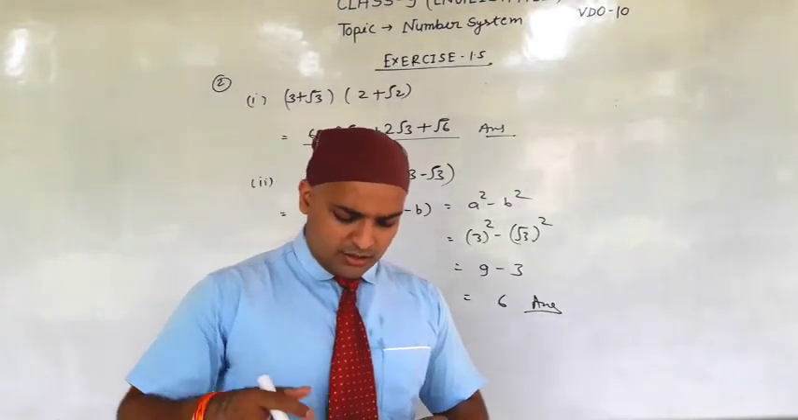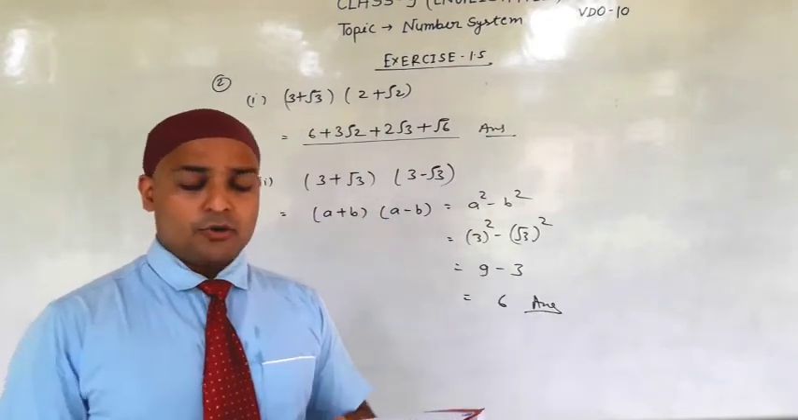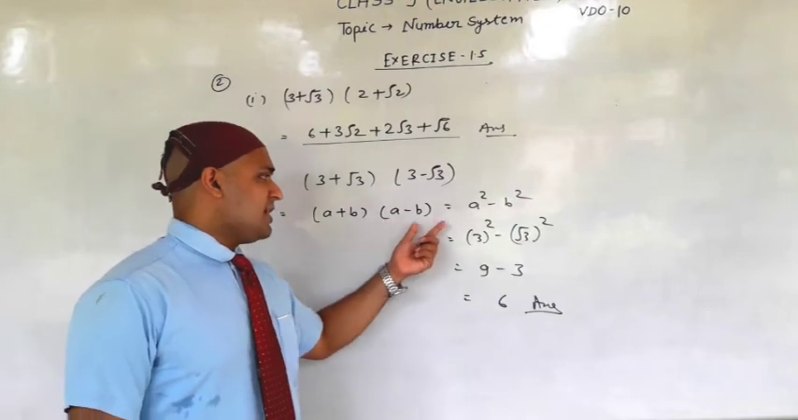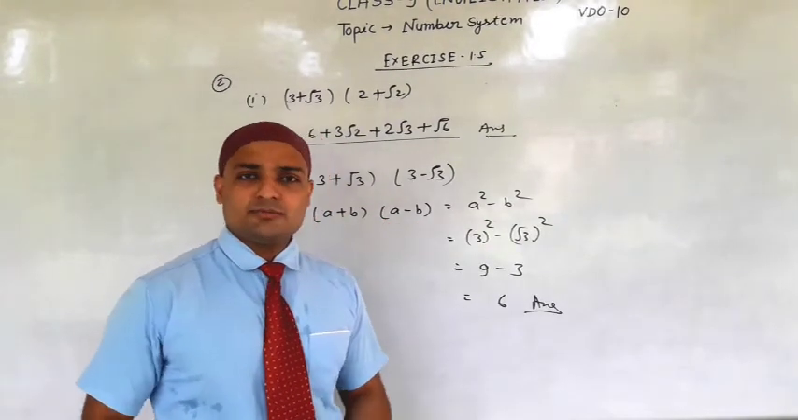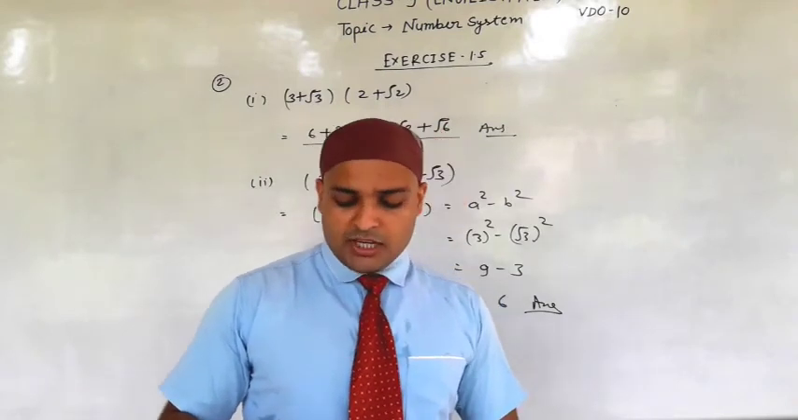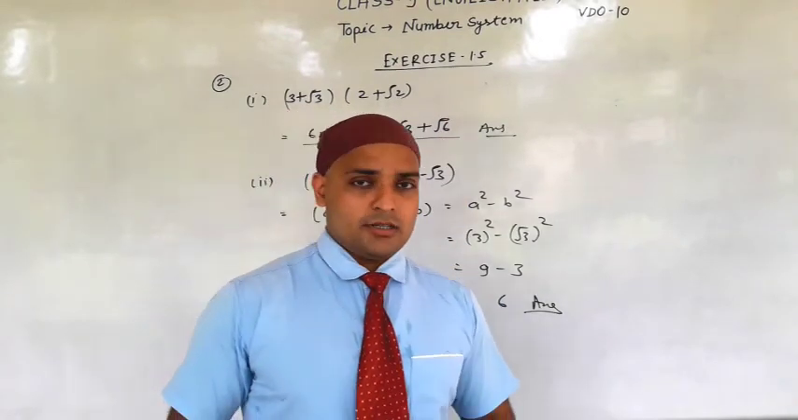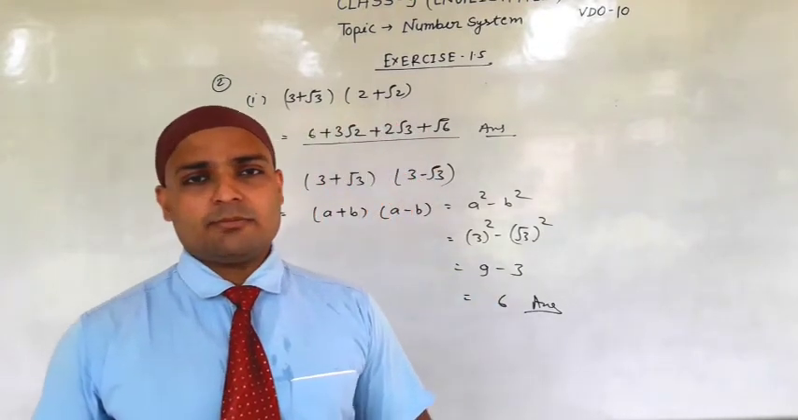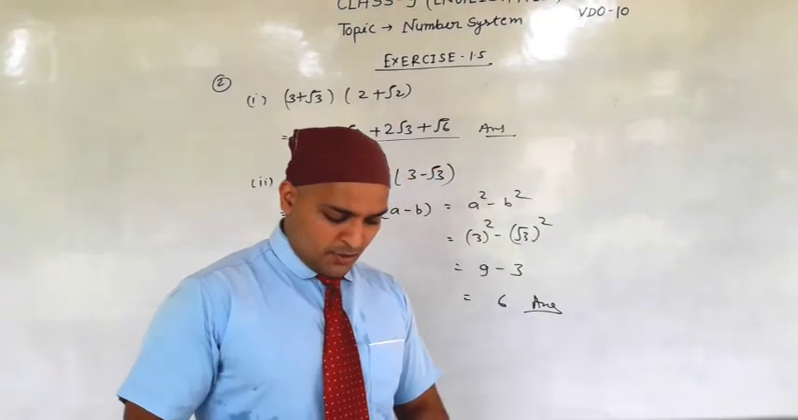In the third and fourth questions: in question 4 we again use the identity a plus b, a minus b, the result will be a square minus b square. And in question number 3, we use a plus b whole square, a plus b power 2, which is a square plus b square plus 2ab. So you can solve it.